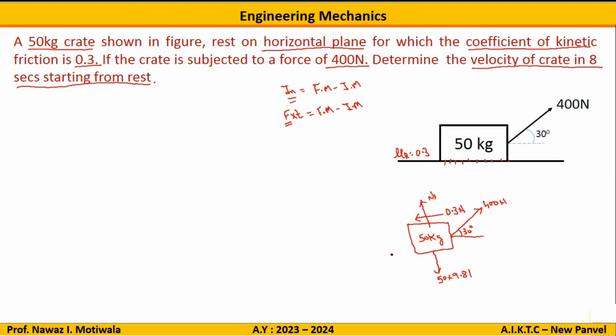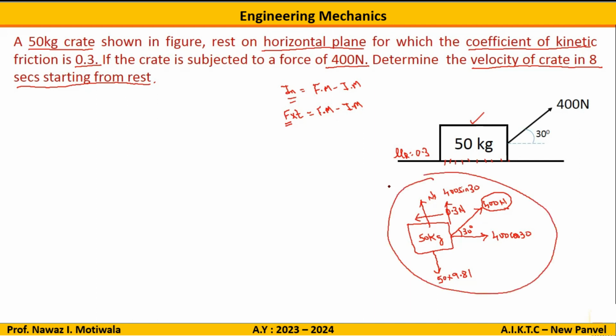With this we have completed drawing the entire free body diagram of this particular body showing all the forces acting on it. But to apply the conditions of equilibrium or any condition of impulse momentum, all the forces should either be in x direction or in y direction. This force of 400 Newton is inclined at an angle of 30 degrees. So first I will resolve this force into two components, that is 400 cos 30 and 400 sin 30. Now we can apply conditions of equilibrium, or you can say the impulse momentum equation, on this particular diagram. So let us start with that.